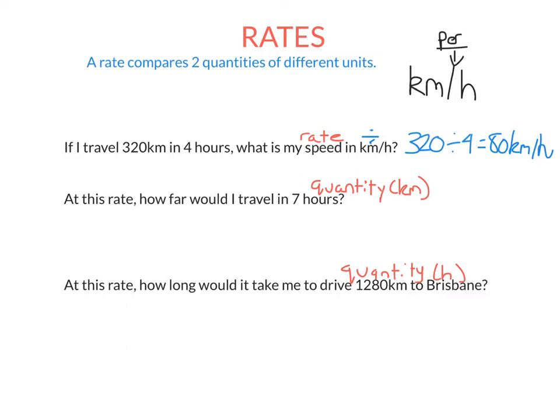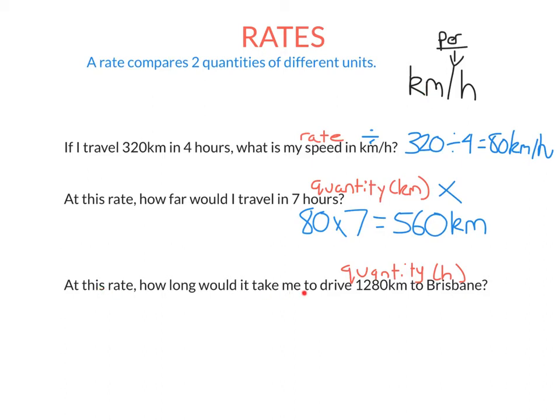So I divided to find the rate. Here I'm going to times. You times when you're finding the first quantity. Finding this quantity, the first one, is usually a lot easier. So now that we've got the rate, we know we're going 80 kilometers per hour. All we have to do is times up by 7 hours. If I go 80 kilometers in 1 hour, I go 160 in 2 hours, 240 in 3 hours, and so on. 80 times 7 gives me 560. I would go 560 kilometers in 7 hours. So again, we timesed here because I was finding the first quantity in the rate.